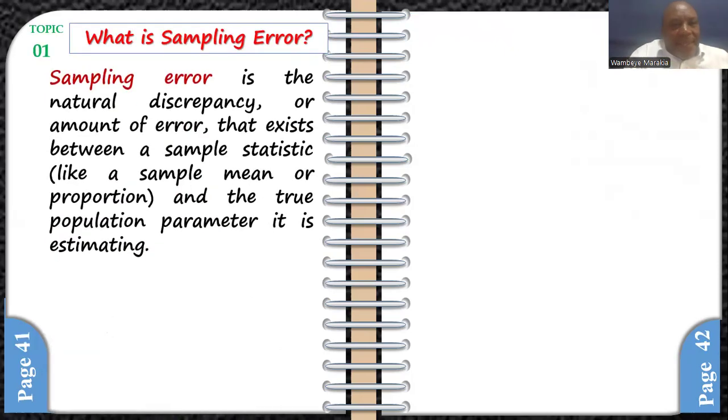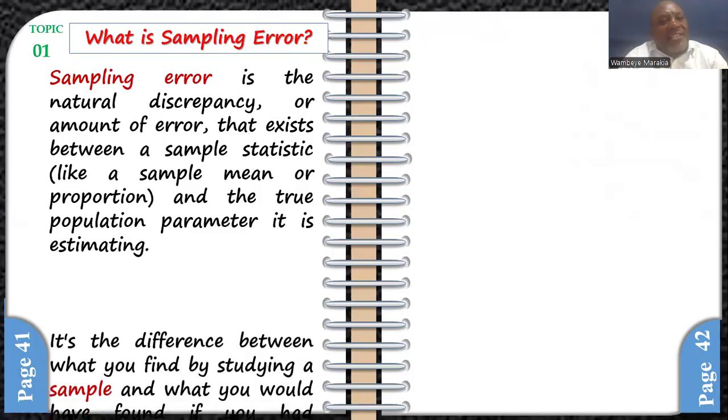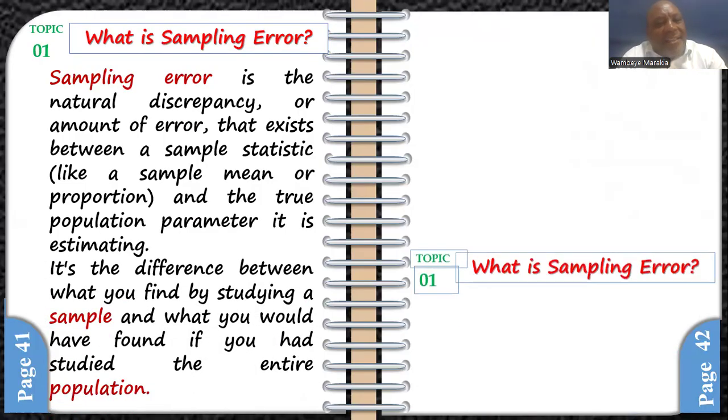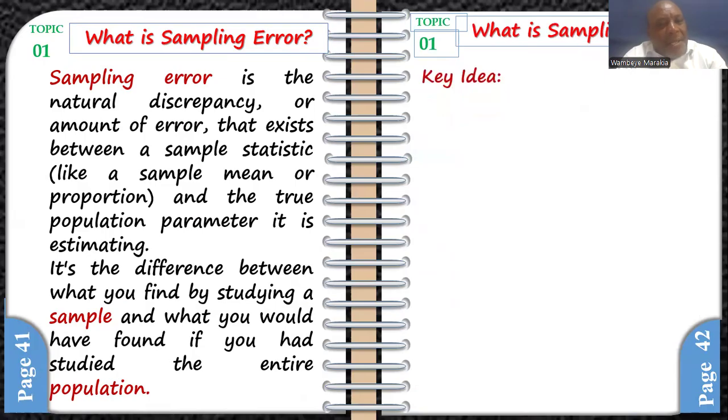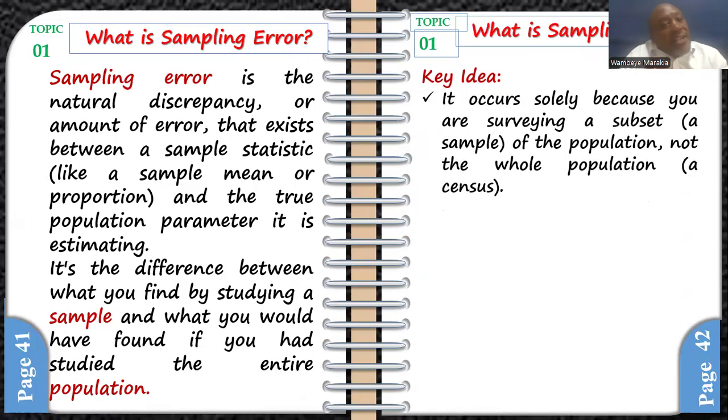Let me now move to the sampling error. Those were non-sampling errors. Sampling error is the natural discrepancy or amount of error that exists between a sample statistic and the true population parameter. It is the difference between what you find studying a sample and what you would find if you had studied the entire population. Now, the key idea here is that sampling error occurs solely because you are surveying a subset, or a sample, of a population, not the whole population.